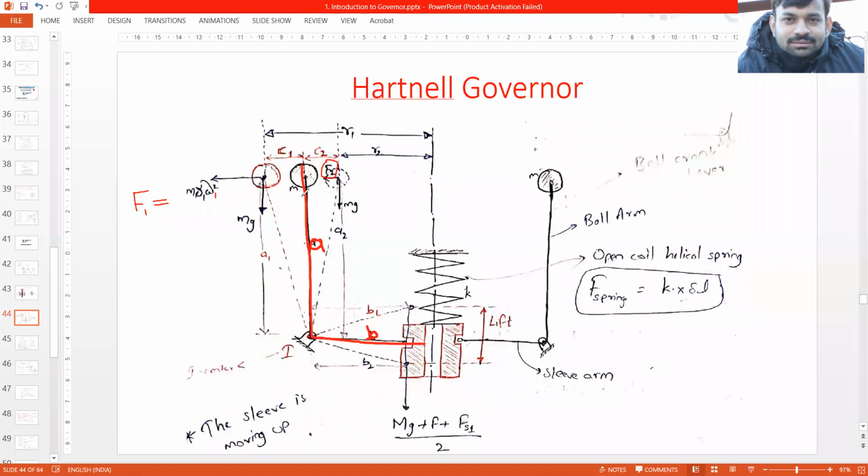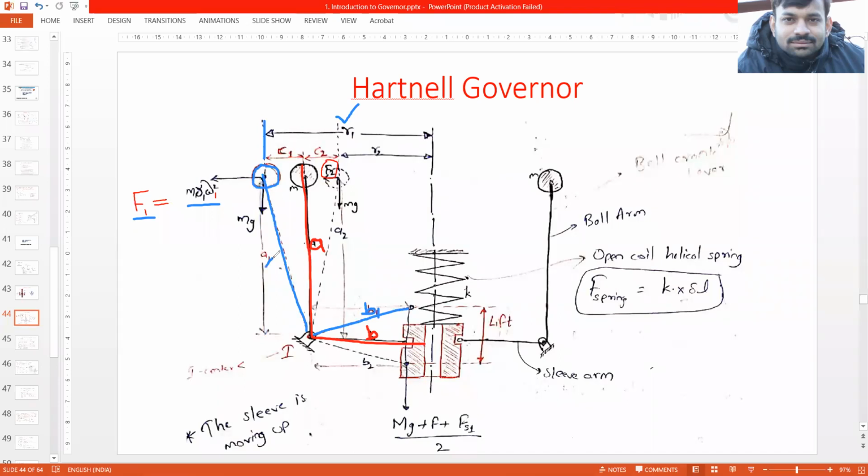Mass is m1. Now, when the sleeve is moving up, we'll get another position, and this will become B1. This is position number 1 when the sleeve is moving up. When this has moved, the arm will go something like this, because the balls are moving outward. So the force acting on the ball is F1 equals m r1 omega1 square. What is r1? R1 is this distance, and this vertical distance is a1.